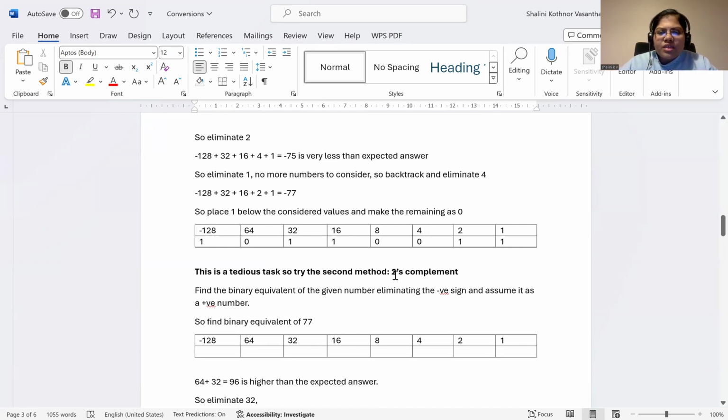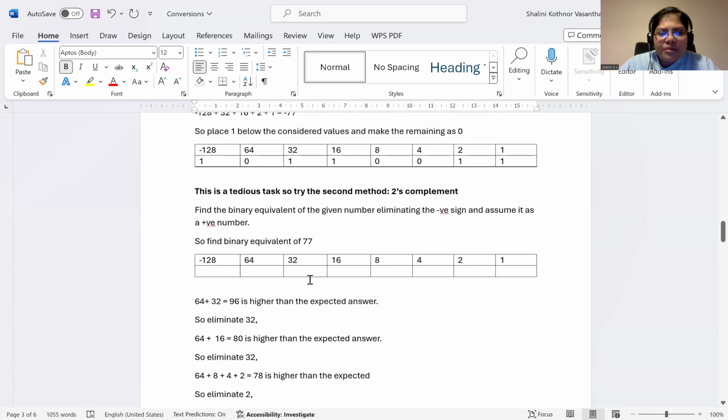That would be using the 2's complement. So let's solve the same number, which is minus 77. We would get the same answer, which is 101100011, but with the 2's complement method. In this, what we have to do is, whatever number they have given in the question, convert that to a positive number or consider only the positive part of it. So just ignore the negative sign as of now. We are not leaving it out of the answer, we are just ignoring it for the time being.